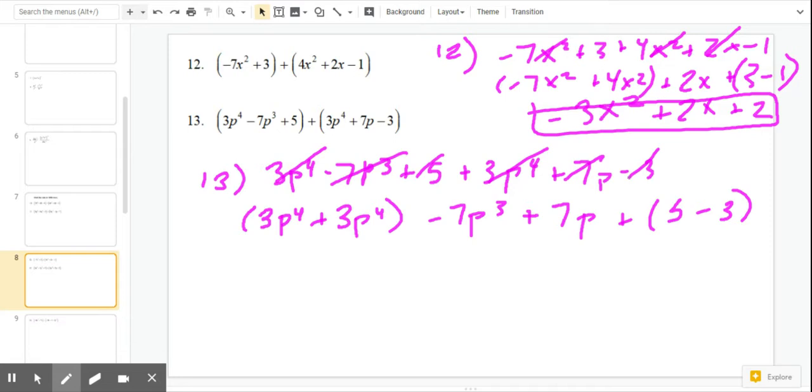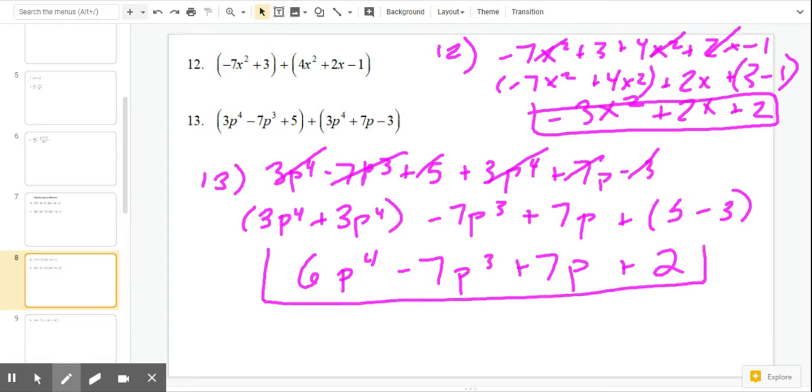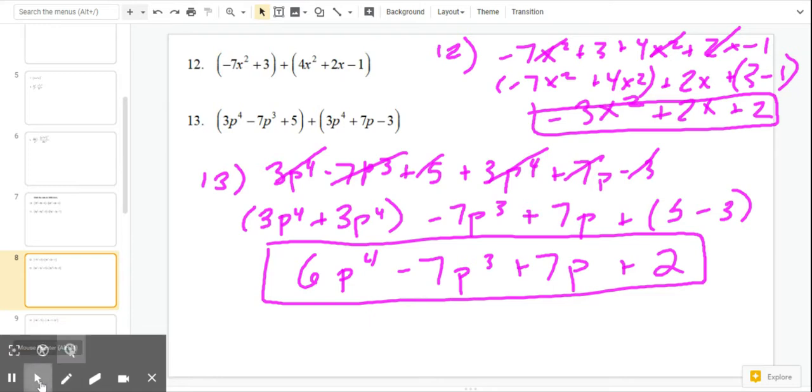So 3p to the 4th plus 3p to the 4th, add our coefficients, that's 6p to the 4th minus 7p cubed plus 7p, and then plus 5 minus 3 is 2. And that is it for that one.